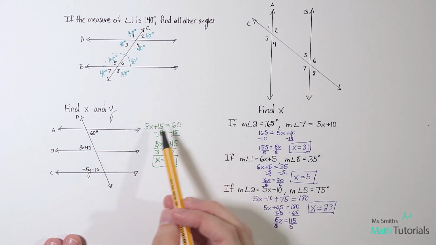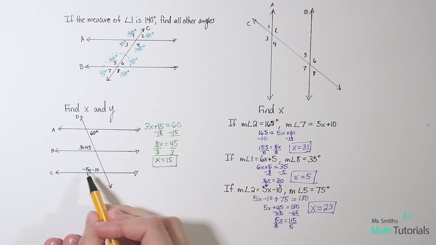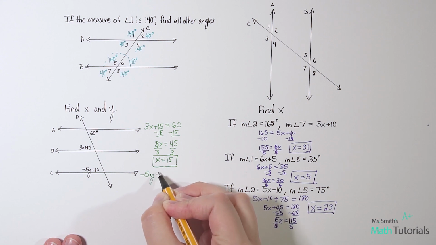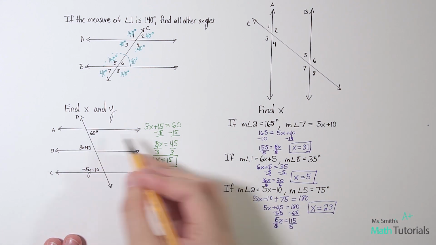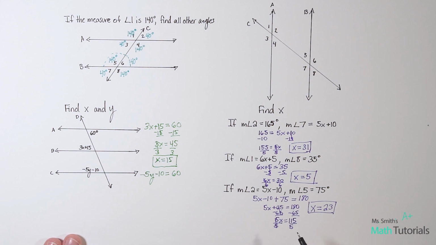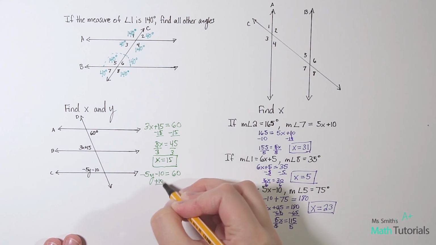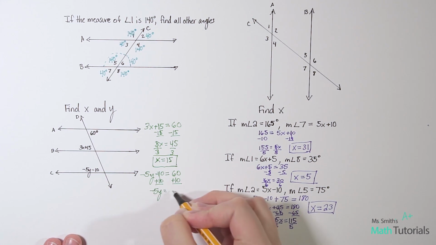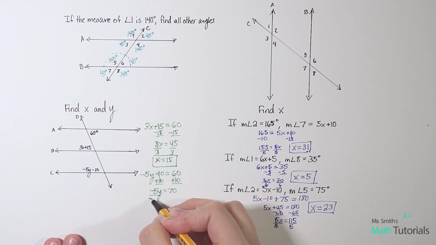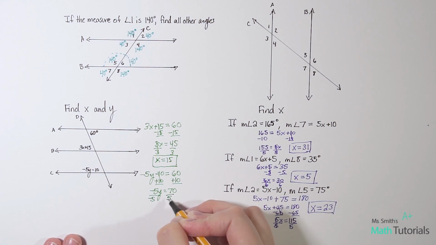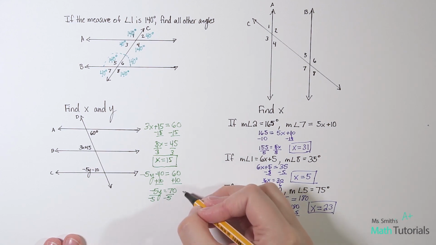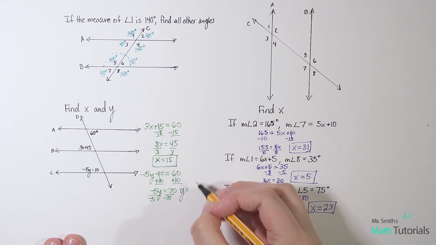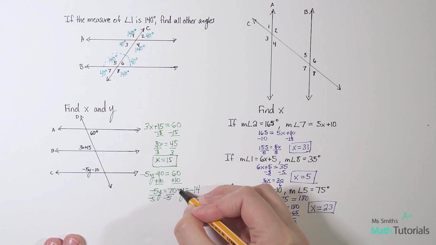So I can kind of do the exact same thing again, only this time I'm going to say my y angle, negative 5y minus 10 equals 60. And now we solve. Add 10, so I get negative 5y equals 70. Divide by negative 5, excuse me. And we get y equals 70 divided by negative 5, which is negative 14.